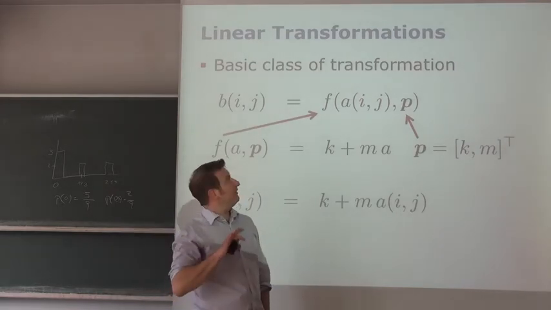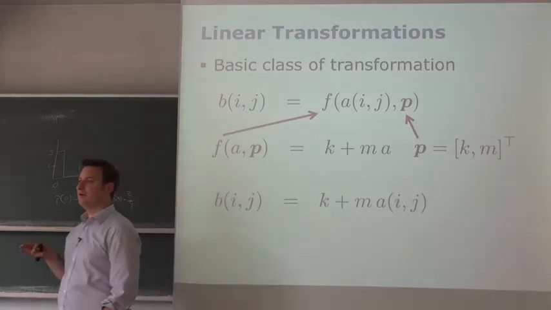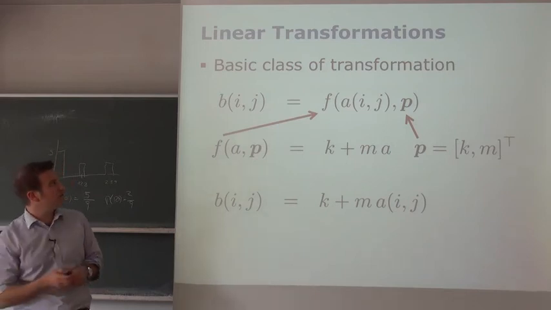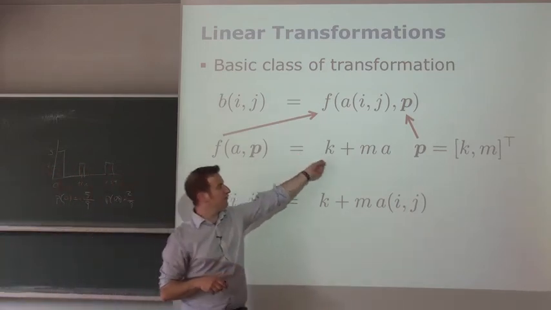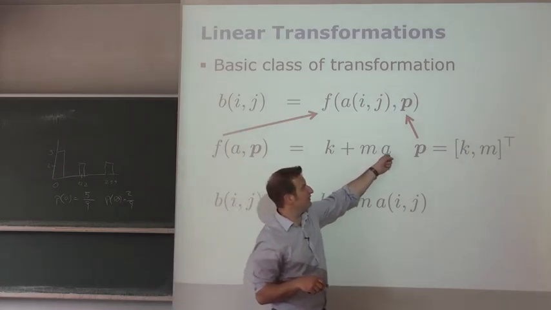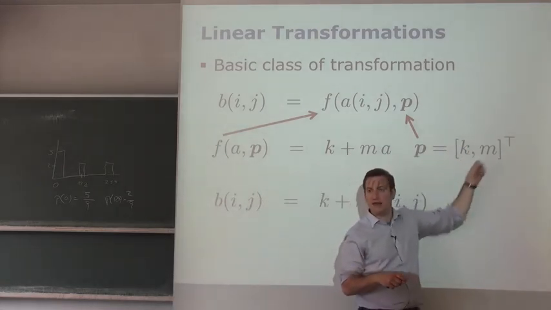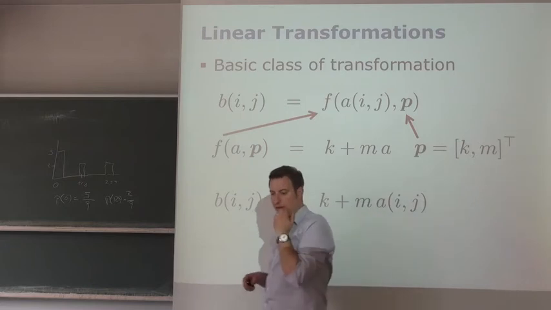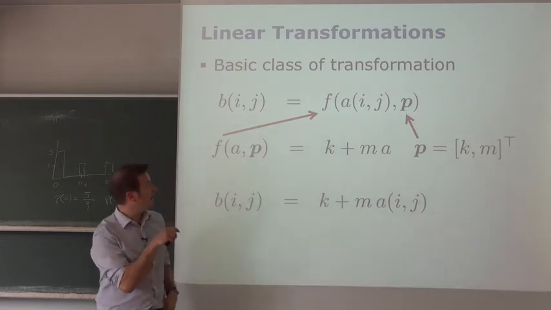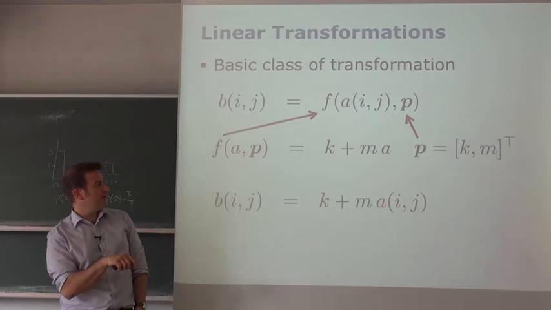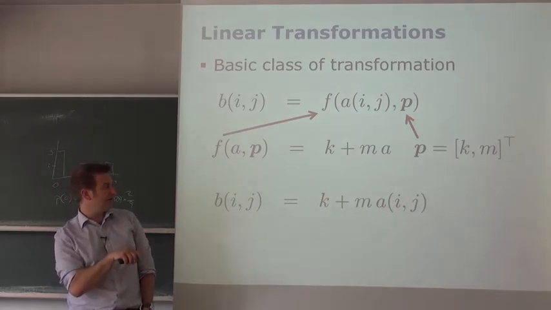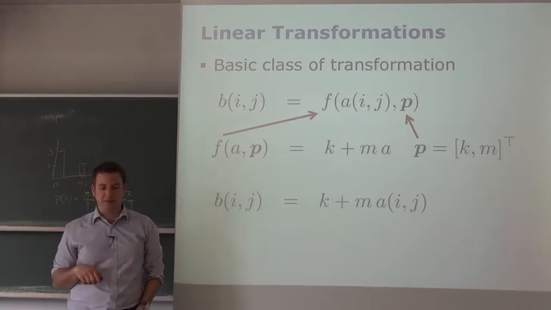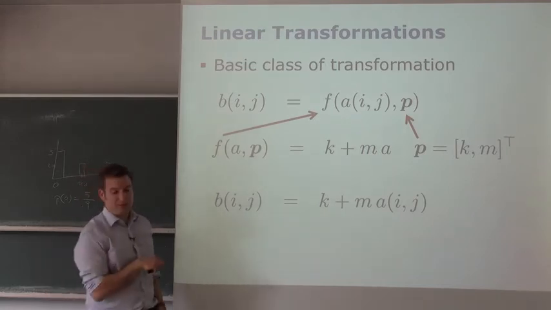If it's, for example, a linear function, that's the slope and the offset that we have. The most basic transformations are linear transformations. In this case, the function f has the form k plus m times a, so my parameters are k and m. Then if I want to transform the pixel ij, I execute exactly this term over here and get my function value b out here.